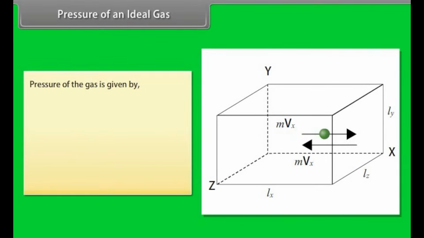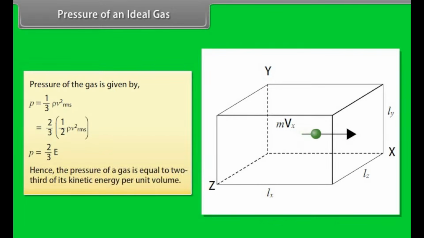Pressure of the gas is given by P = 2/3 E. Hence, the pressure of a gas is equal to 2/3 of its kinetic energy per unit volume.